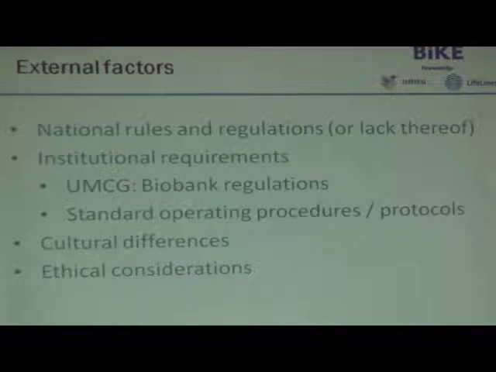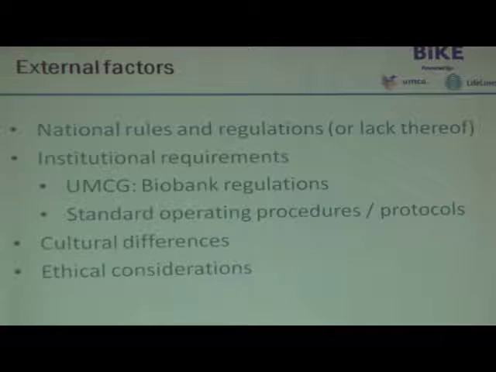Then there's the institutional requirements. In the UMCG, and I'll show you the example later, we have our own biobank regulations, which makes it, for us at least, manageable, so you know what you're up against. And of course, you have your institutional standard of operating, you have your protocols. If you look at, for instance, pathology samples, the surgeons work in a certain way, and you'll have to manage your biobank in that setting.